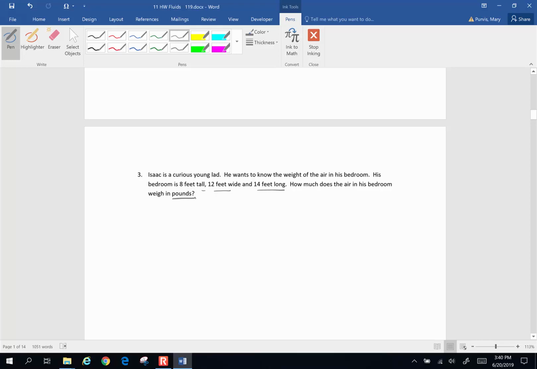Okay, this one gets a little bit tricky. If you have a rectangle of any sort, a room, a Kleenex box, whatever, you can find the volume by going length times width times height. So we're going to begin by doing that. This is going to be 12 feet by 14 feet by 8 feet. When we do that, I have 1344 cubic feet.